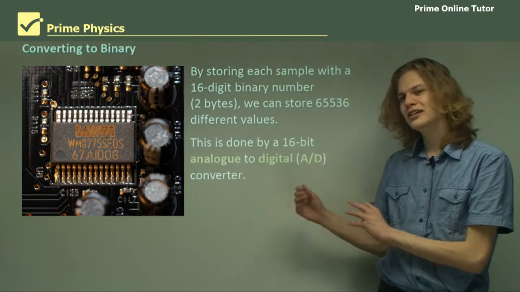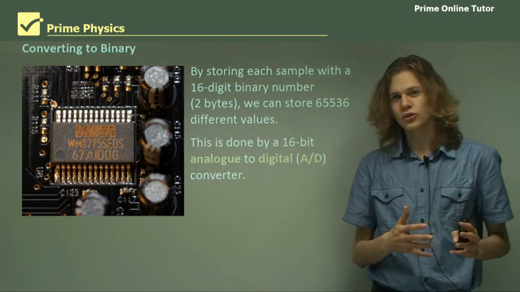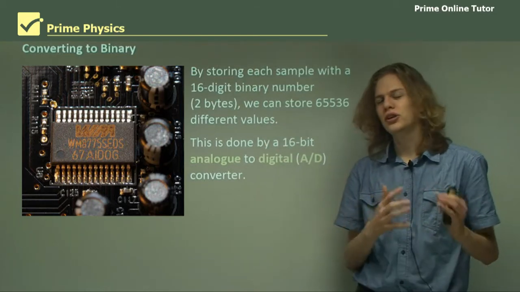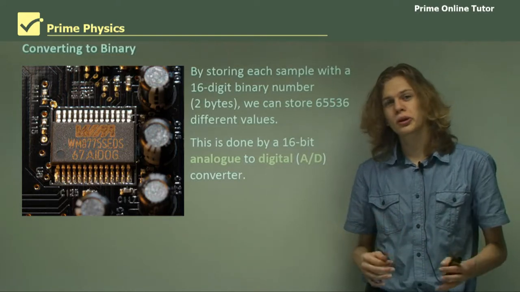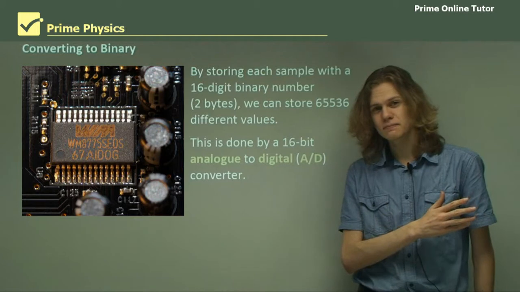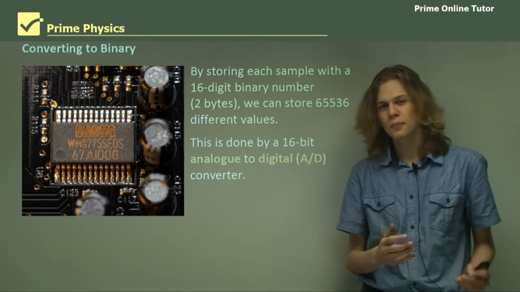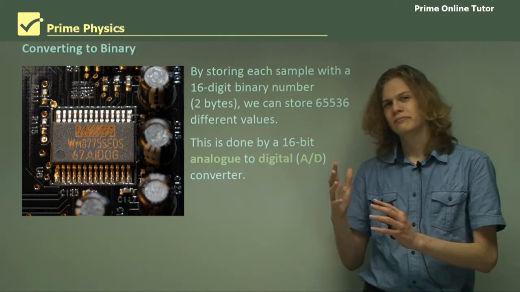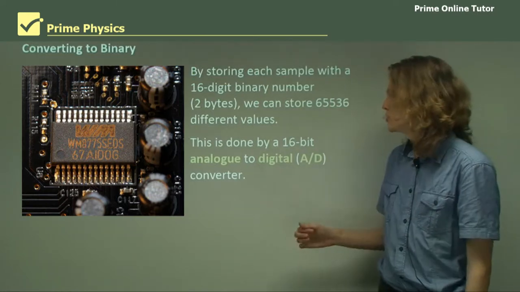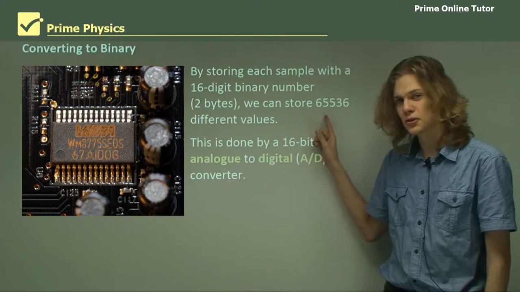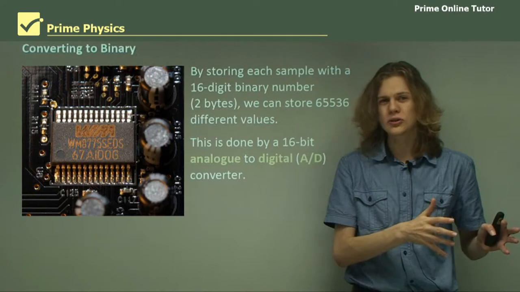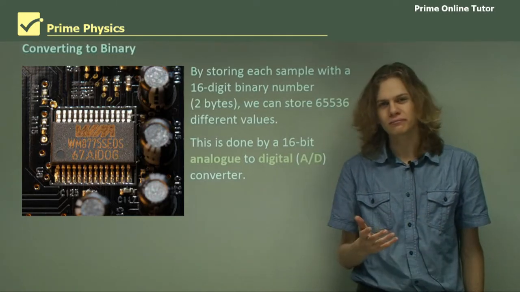So we use an analog to digital converter, which might look something like this, in order to convert the analog signal to the digital signal. And so what it will do is it will take the analog signal, cut it into slices or samples, sample the amplitude at each part and assign it a number from 0 to 65,000 or so. Once it's done this and it's got a whole list of numbers, it can turn those into binary.